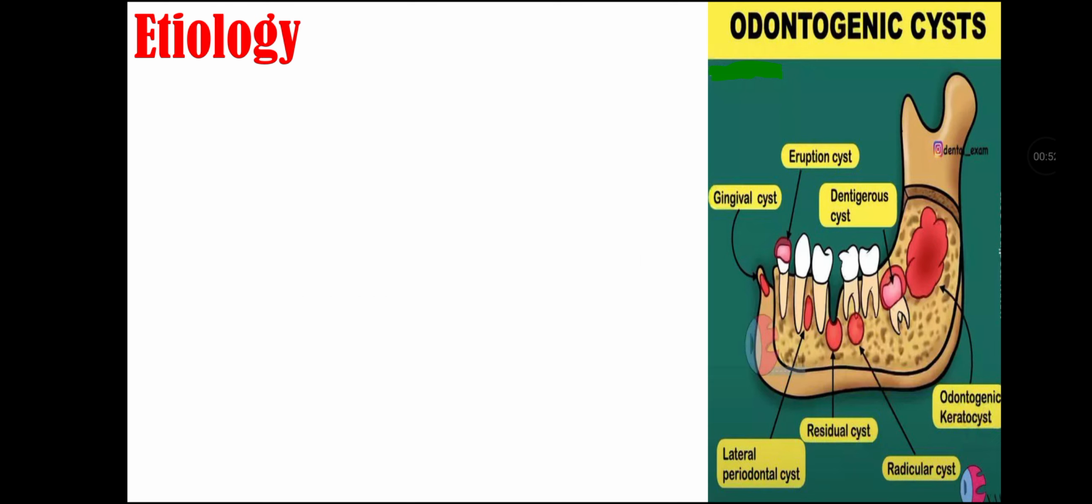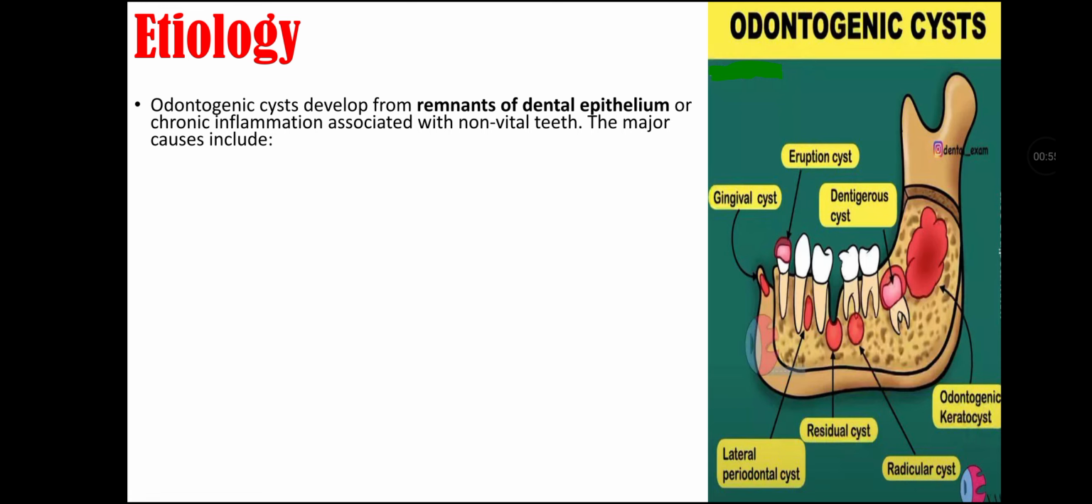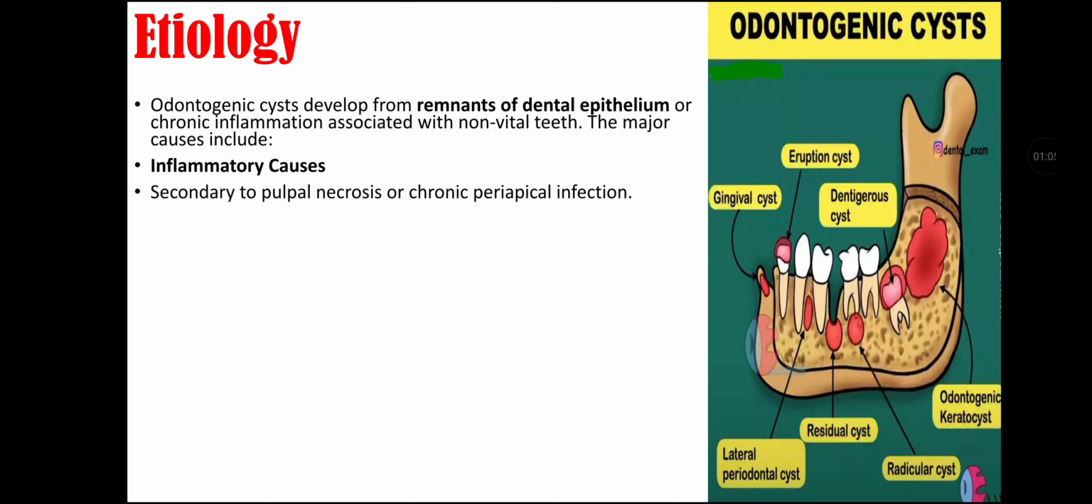Etiology of odontogenic cyst. Odontogenic cysts develop from remnants of dental epithelium or chronic inflammation that is associated with non-vital teeth. The major causes include inflammatory causes, as they are secondary to pulpal necrosis and or chronic periapical infection. Examples include radicular cyst or periapical cyst.